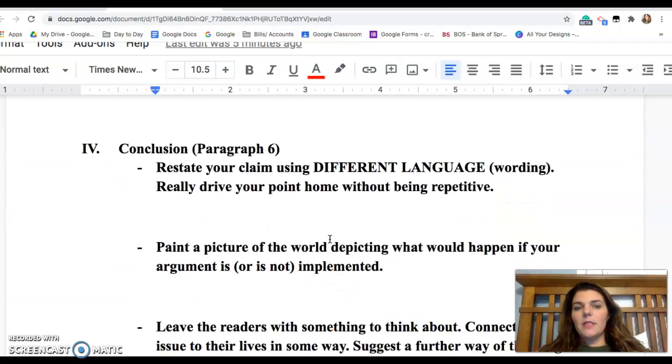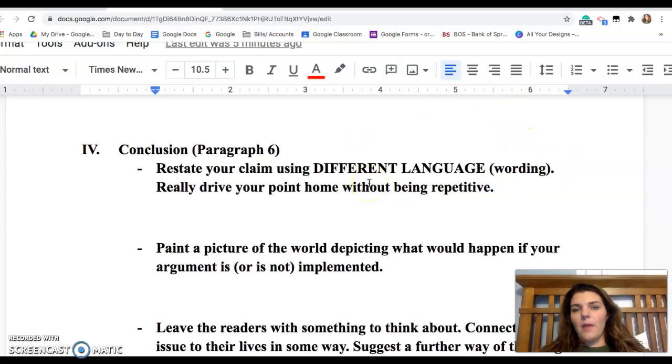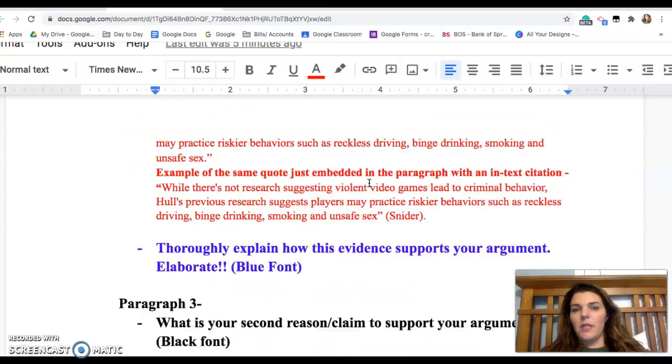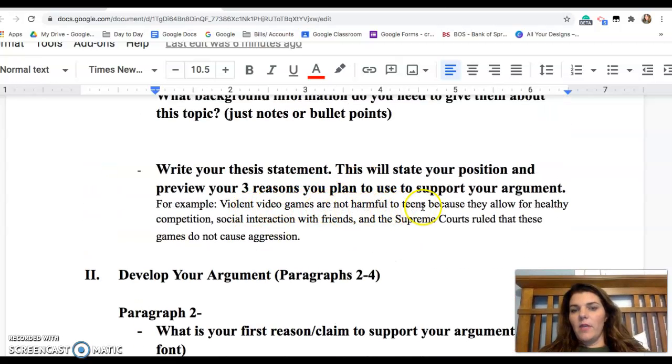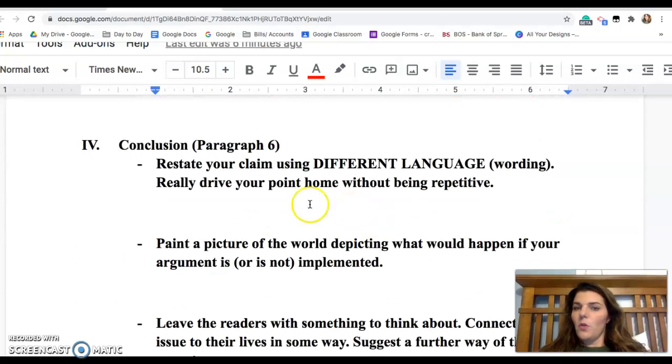And then the last is a conclusion. You're going to restate your claim in different language, which means different wording. I've had multiple kids be like, well, what language do you want me to put it in? No, no, no. I just mean different words. So you're not going to say, remember, your thesis statement is something along the lines of, violent video games are not harmful to teens because of blank, blank, and blank. You want to repeat that, but you want to phrase it differently.